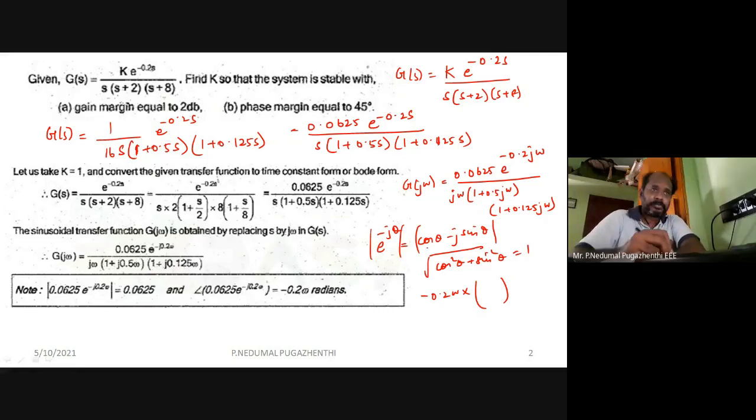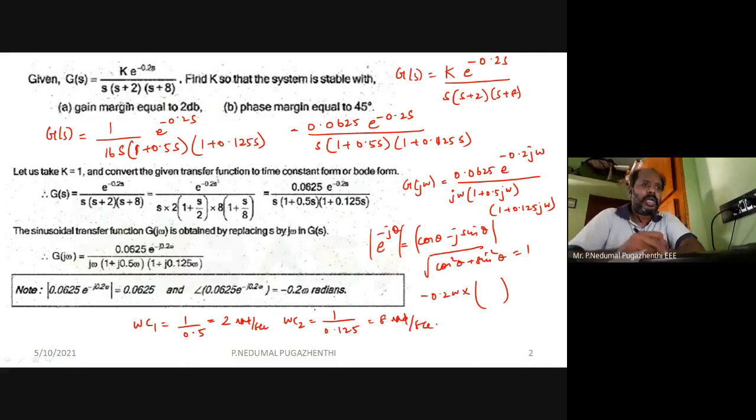Now my corner frequencies can be obtained from the two denominator terms which have the time constants. I will write omega c1 is equal to 1 by 0.5 radians per second, as per the descending order, and then 1 by 0.125. So we get omega c1 equal to 2 radians per second, and omega c2 equal to 8 radians per second.